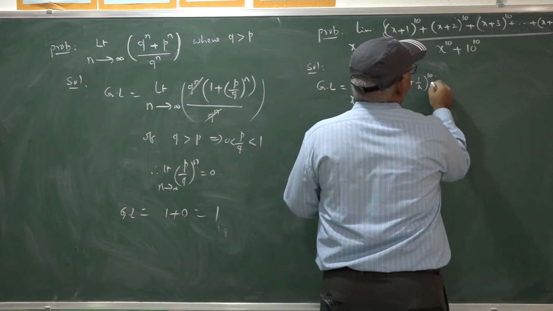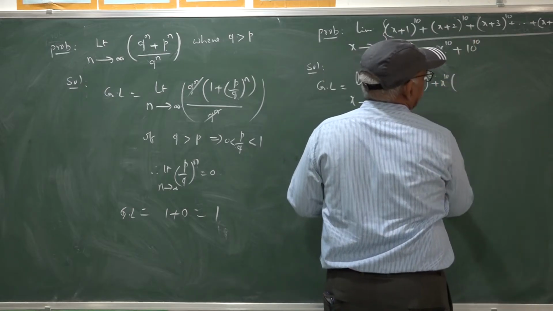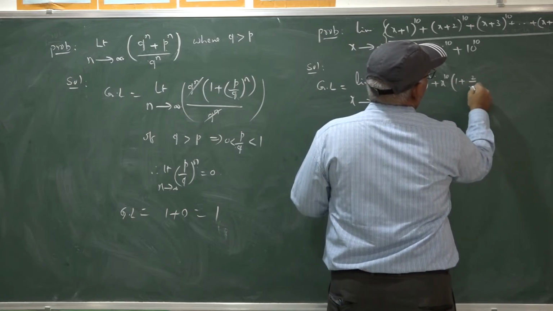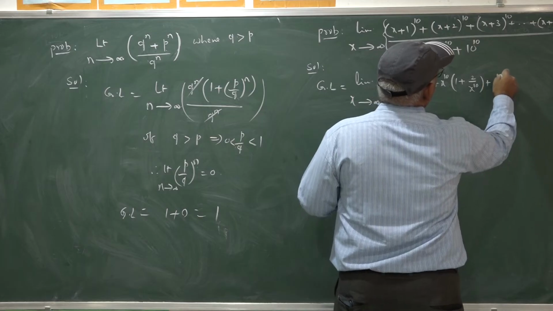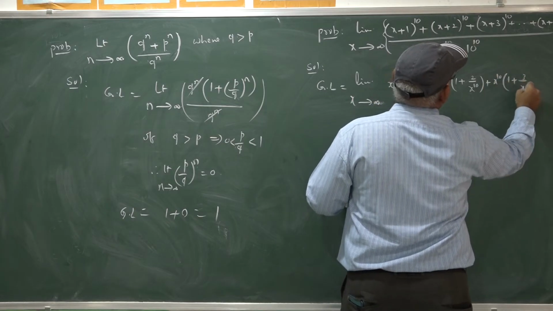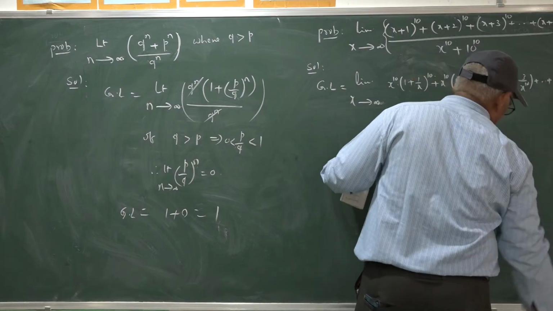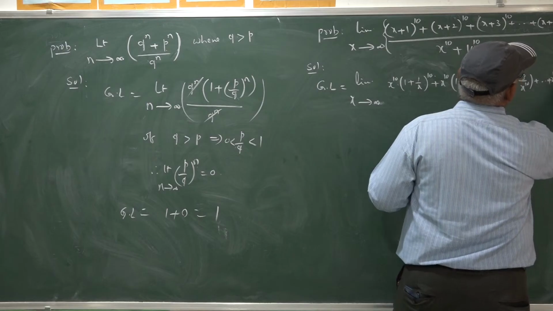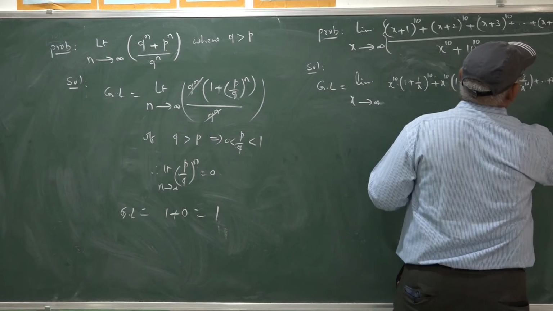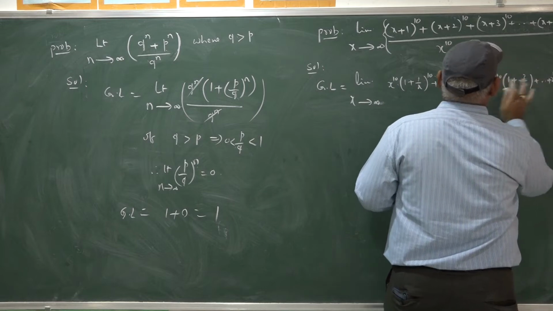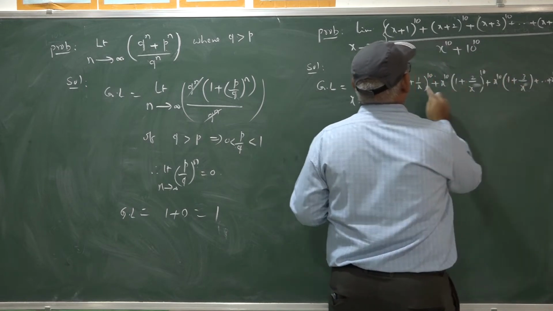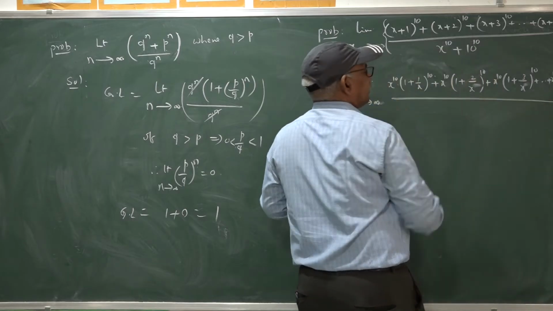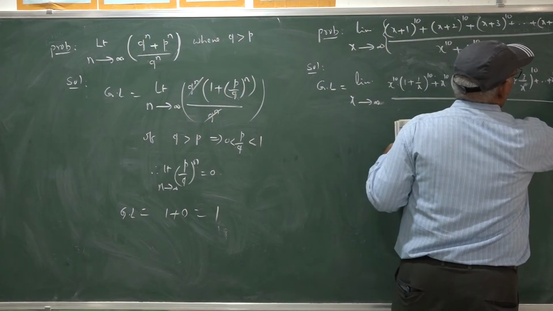Similarly, from the second term also, take x common, so that we get x power 10 into (1 plus 2 by x) power 10. Similarly, x power 10 into (1 plus 3 by x) power 10, like that. In each and every term take x common, so that we get x power 10 into (1 plus 100 by x) whole power 10.